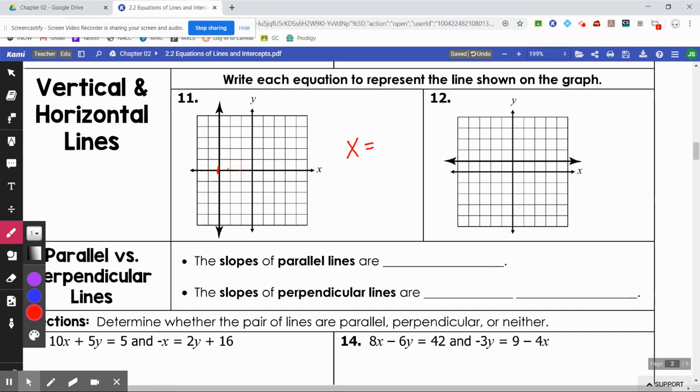1, 2, negative 3. The equation of this vertical line would be x equals negative 3 because every point that's negative 3, 1, negative 3, 2, negative 3, 3, at every point on this line, the x value is negative 3.